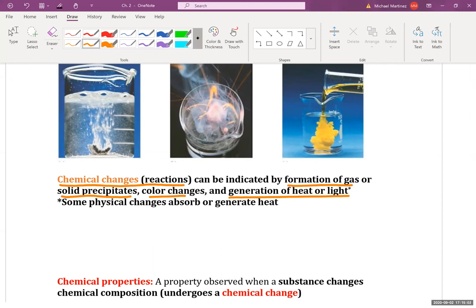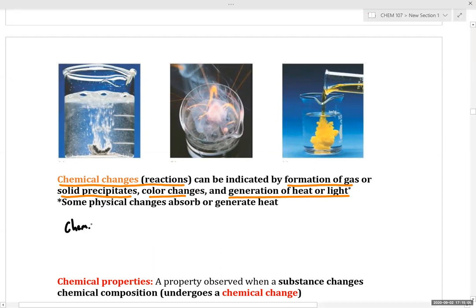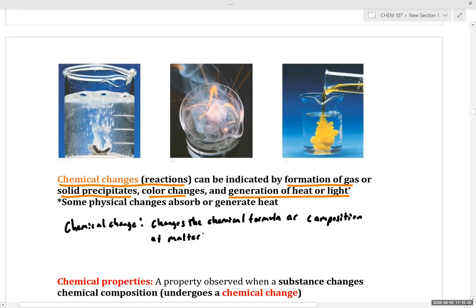Remember, our baseline definition of a chemical change is that a chemical change changes the chemical formula or composition of matter. So for example, anytime you're generating a product with a different chemical formula than your reactants, you are likely undergoing a chemical change.